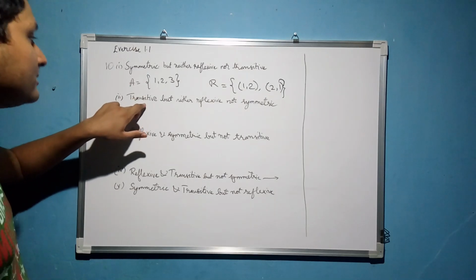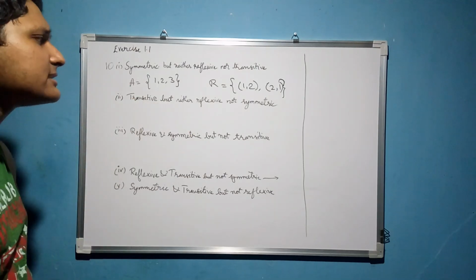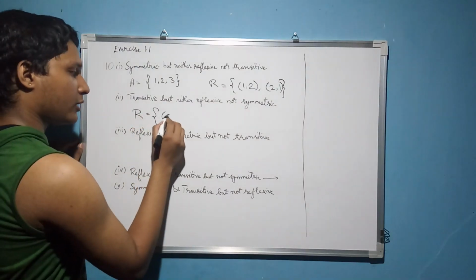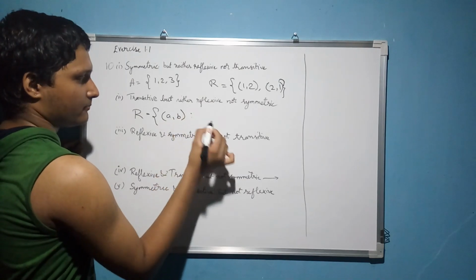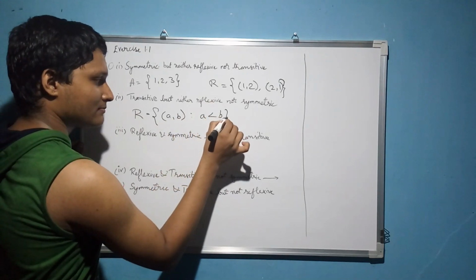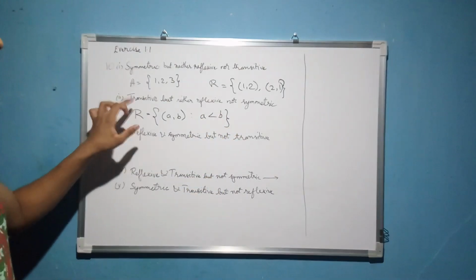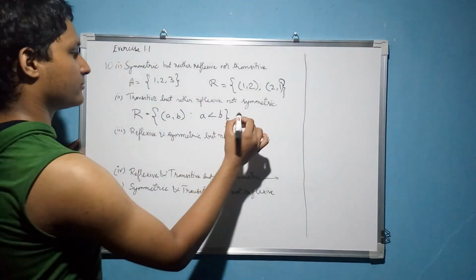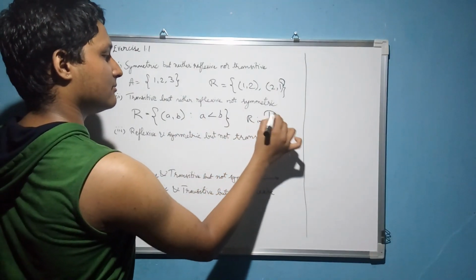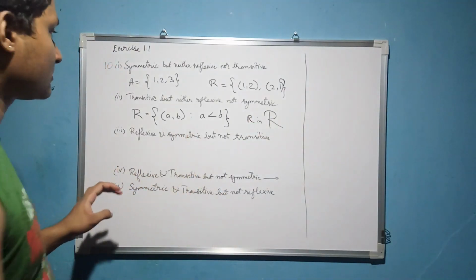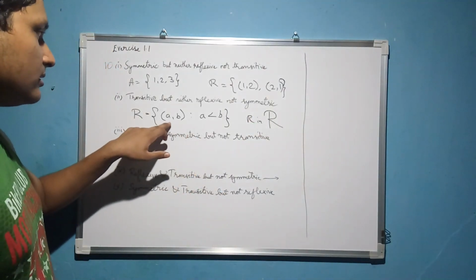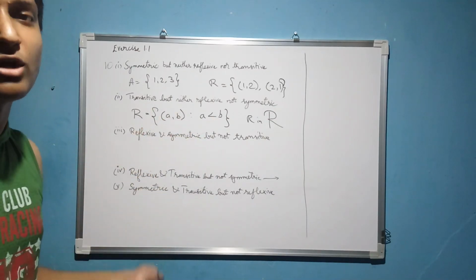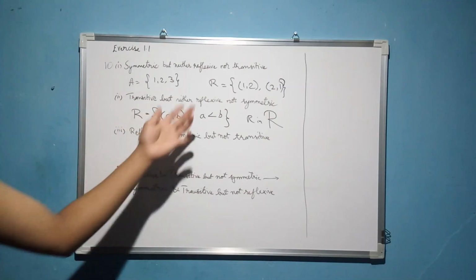So now we need to have transitive but neither reflexive nor symmetric. So we'll take a relation, say R is equal to A comma B, A is less than B. So transitive is possible because it is just like integers or real numbers. So the same number cannot be less than that same number. Like 1 is not less than or equal to 1. Hence it is not reflexive.